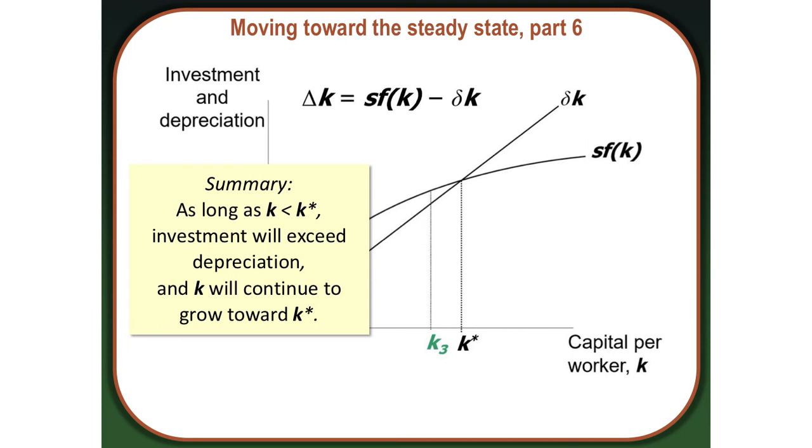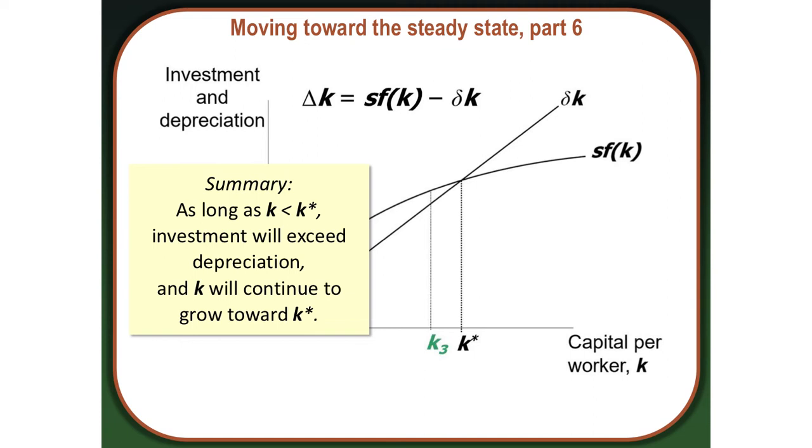The key lesson here is that as long as the capital stock is less than the steady state level, investment is going to be greater than depreciation, and the capital stock is going to grow until it reaches K star. You can probably figure that if K is greater than K star, the exact opposite process is going to happen. Depreciation will exceed investment, and the capital stock will shrink until we get to K star. That's what we're going to look at in the next slide.